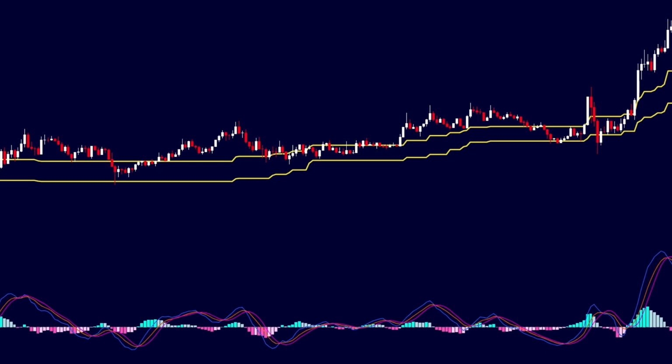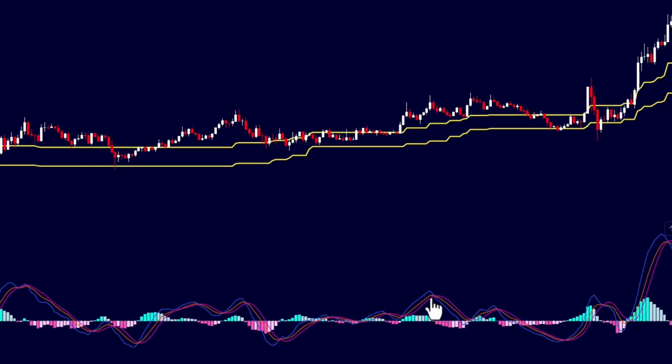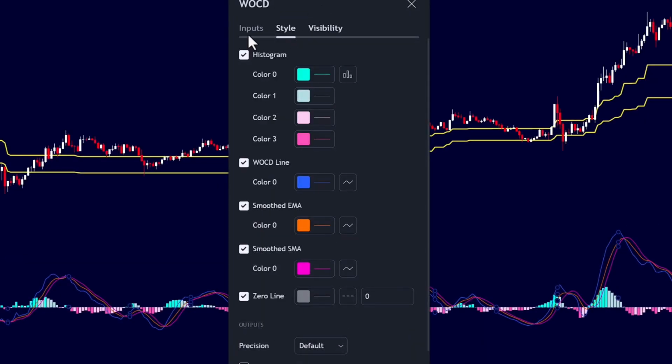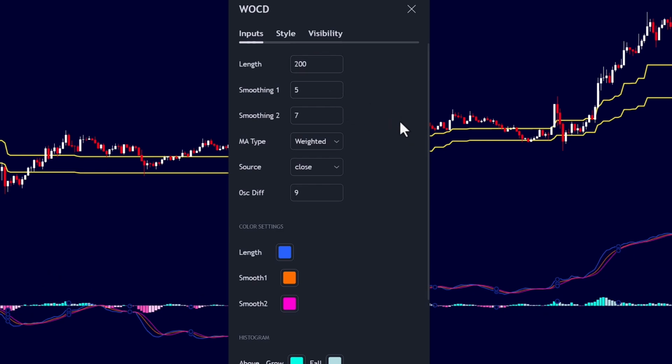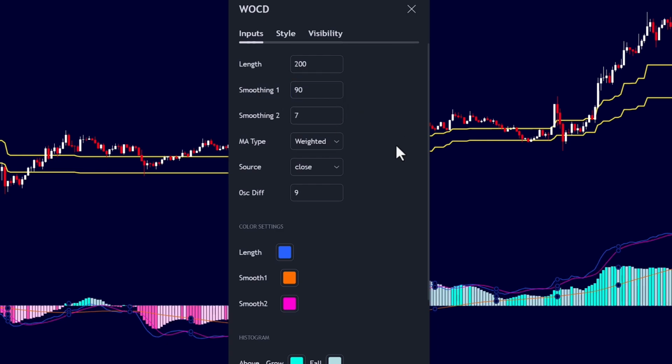Once it's added, you'll want to adjust the settings to fit your trading style. Open the indicator settings and head over to the Inputs tab. Set the length to 200. This determines the number of periods the indicator will use to calculate its values, giving you a broader view of market trends. Next, adjust the smoothing 1 to 90. This helps filter out market noise while still allowing the indicator to respond to price changes.